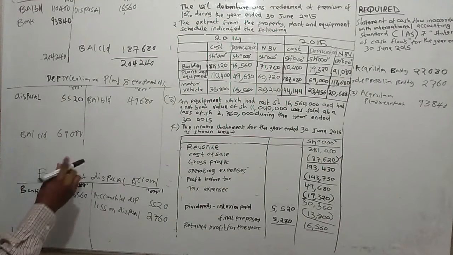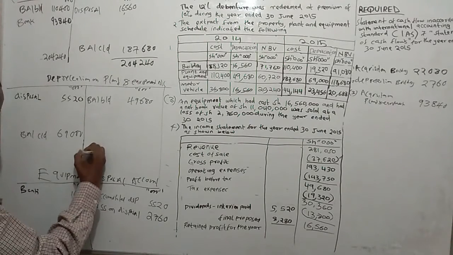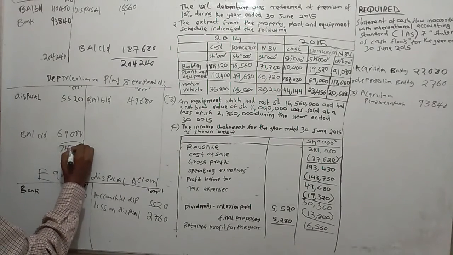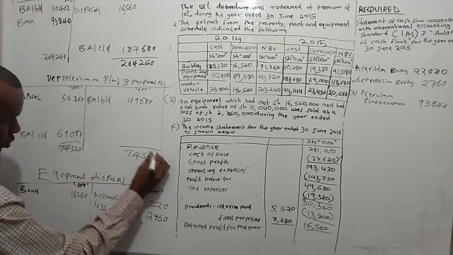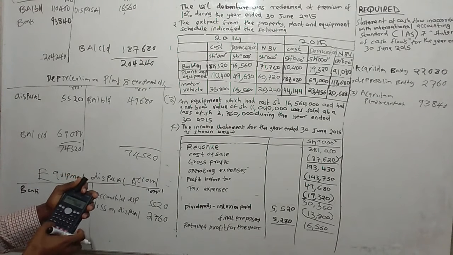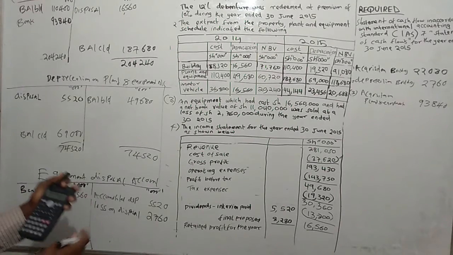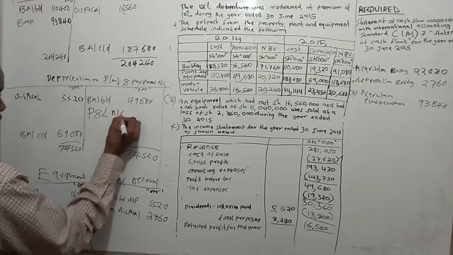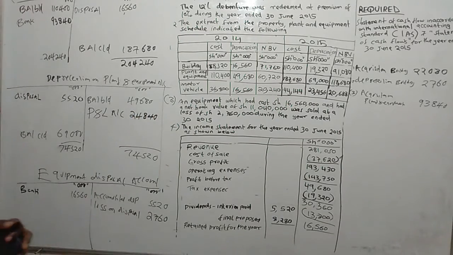The debit side will be more. 5520 added to 69,000, I'm getting 74,520. Then 74,520 subtracted from 49,680, I'm getting the balance. This is going to go to our profit and loss account. How much? 24,840.